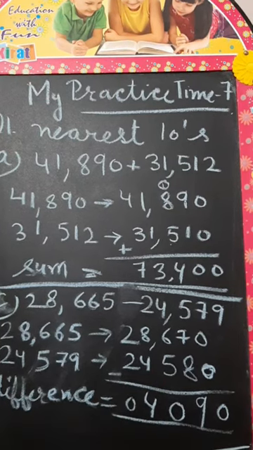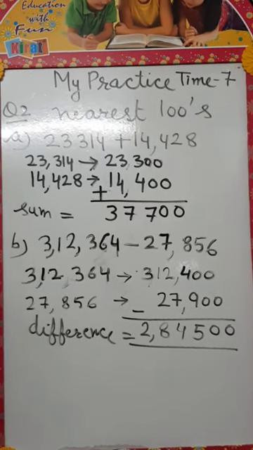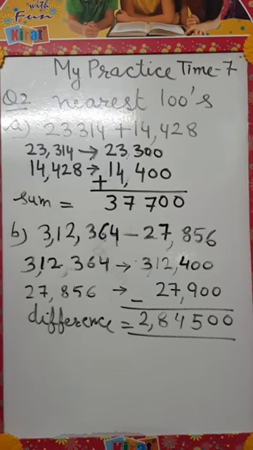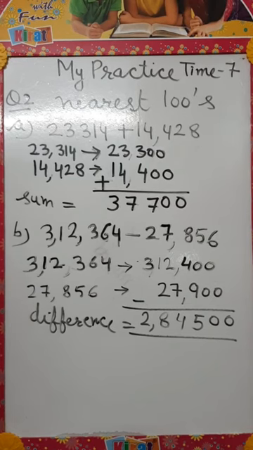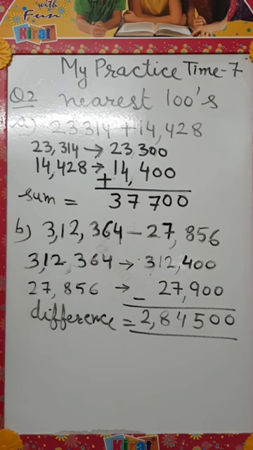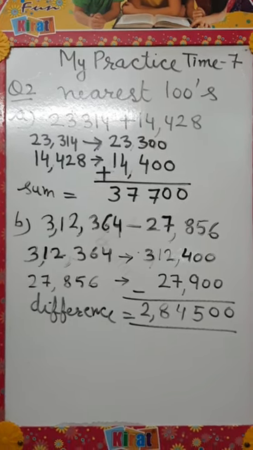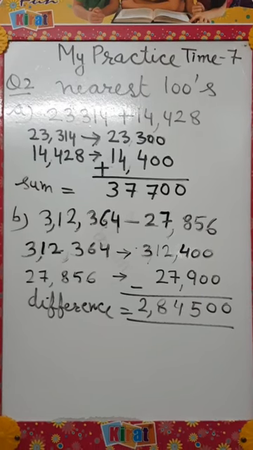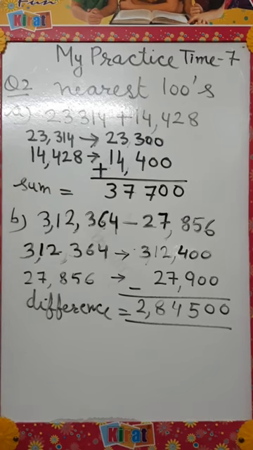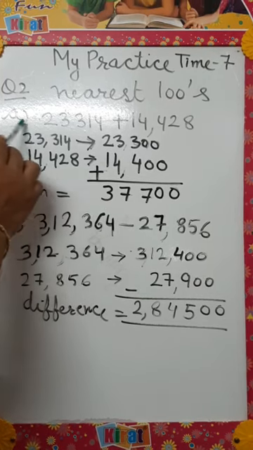Now next we will do the second question. In the next question we have to estimate the sum or difference by first rounding off the numbers to the hundreds. To round off the numbers to the nearest hundreds, look for the digit at the tens place. If it is 5 or more, the number gets rounded off to the next 100. If it is less than 5, the digit at the hundreds place does not change, but the digits at the tens and ones places become 0.